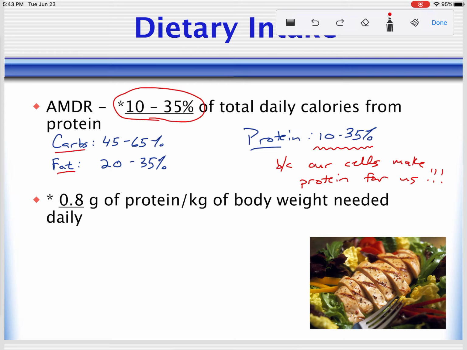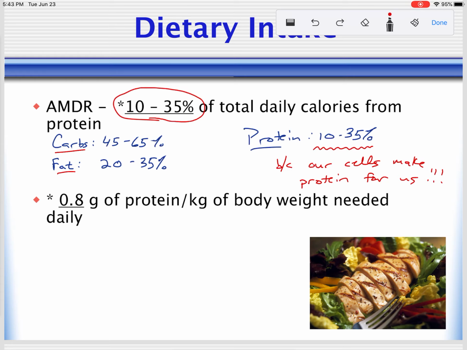Now, carbs and fat, can our cells just produce carbs and fat in the same way as protein? No. Our cells are not little carbohydrate producing factories. Our cells are not little fat producing factories. So because we don't make carbs and fat in our body, we must get it all through diet. Whereas protein, because our cells make some protein for us, we just don't need as much through diet. But protein is still just as important to the body.